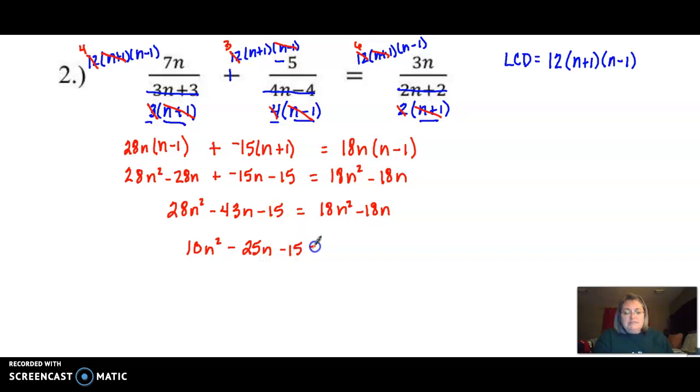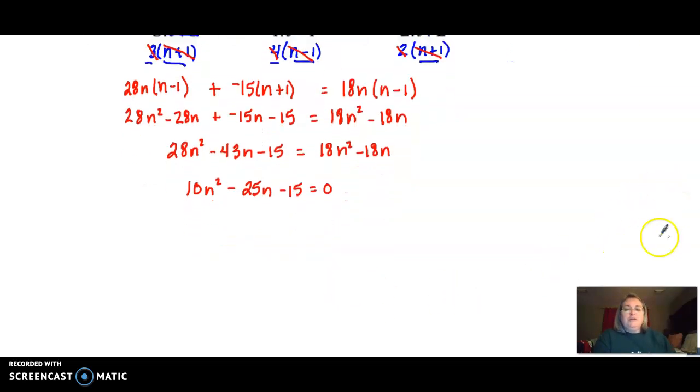and then my minus 15 equals 0. So just like we've been doing earlier in the weeks, we notice we have a common factor. We can take out a factor of 5, and we're left with 2n squared minus 5n minus 3 equals 0. Don't lose your 5 just yet. Factors of 2n squared are 2n, and n.